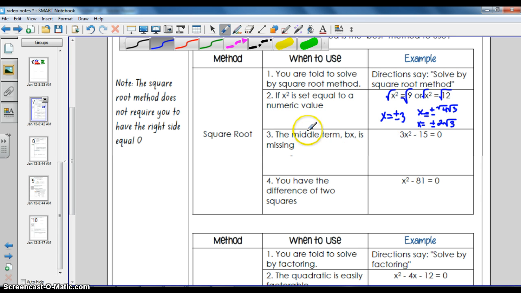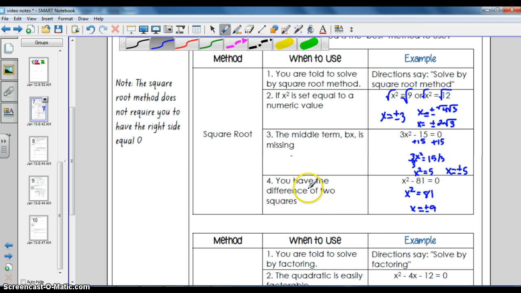The next one, when there's no middle term, then you can go ahead and solve using the square root method. So add 15, divide by 3, and then do the square root. Get that x squared by itself. So x squared equals 5, then do the square root, so x equals plus or minus square root 5. And then down here, get that x squared alone by adding 81, and then do the square root. So plus or minus 9.